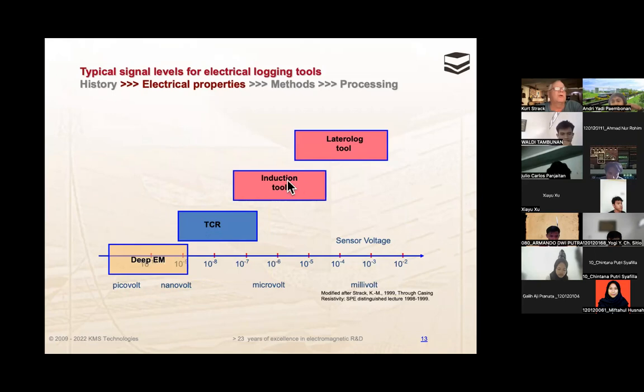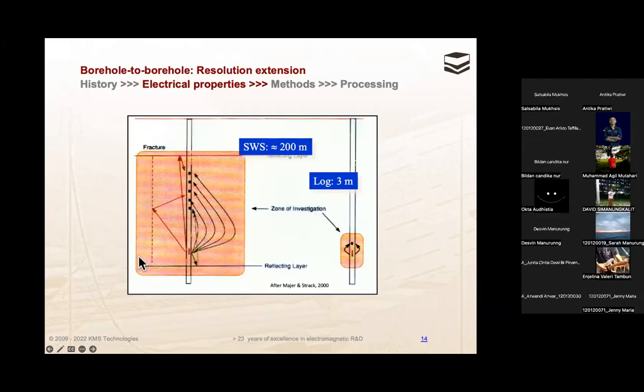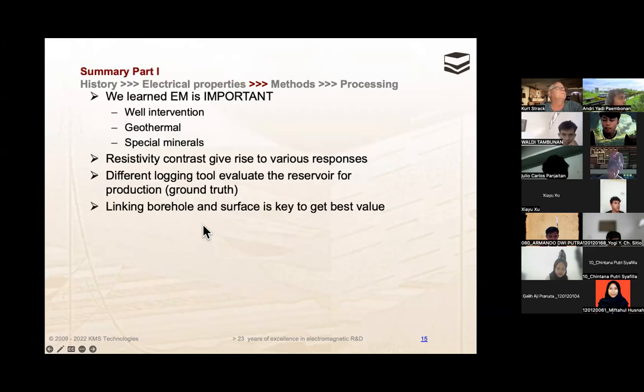We also looked at the voltage levels, and we found out that lateral logs are in the millivolt, induction tools are in the microvolt, through casing resistivity in the nanovolt, and deep reading tools in the picovolt. It makes it even more difficult to measure. So deep reading tools are tools that go 20 or 200 meters in the formation from one wellbore or go to the surface. A normal zone of investigation of a log is 3 meters, and the deep reading tools are about 200 meters.